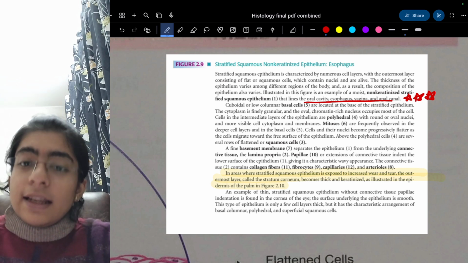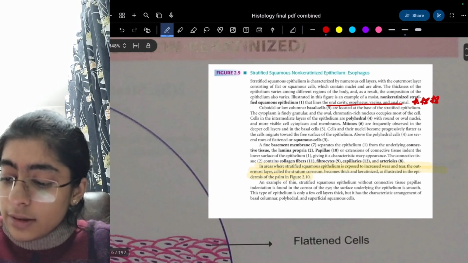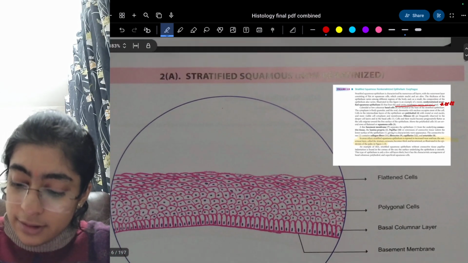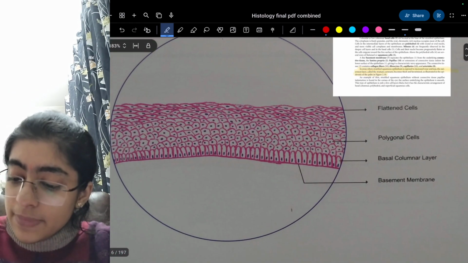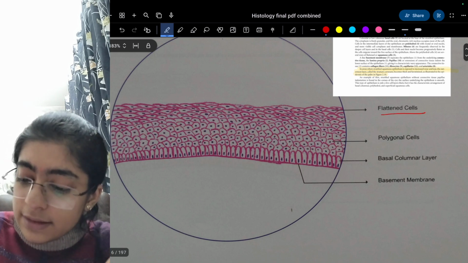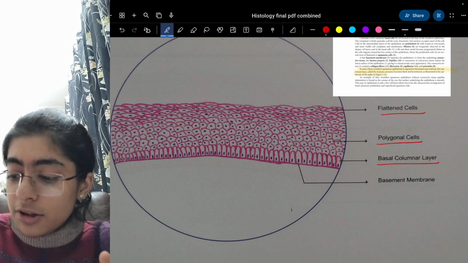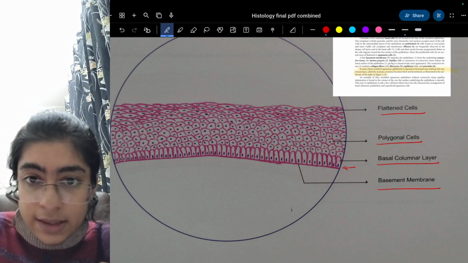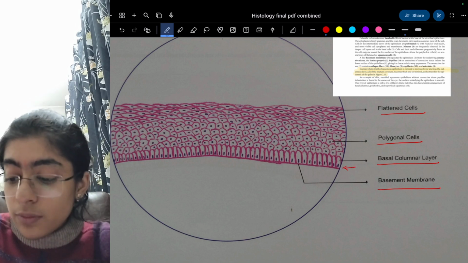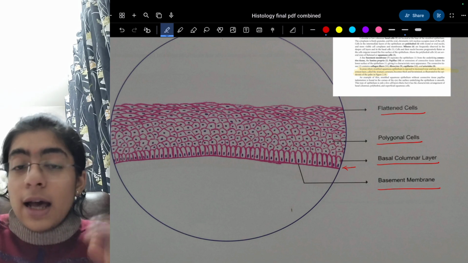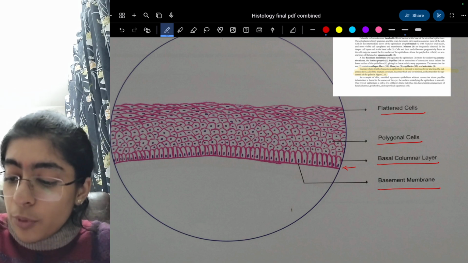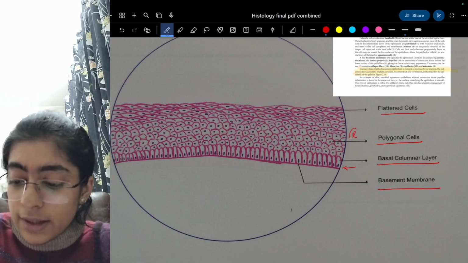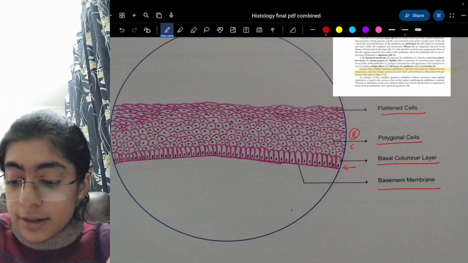The stratified squamous non-keratinized epithelium has these layers: the flattened cells, polygonal cells, basal columnar cells and the basement membrane. This is the basement membrane, and these are the columnar cells with oval nuclei at the base. These are the polygonal cells with round nuclei, in the center.